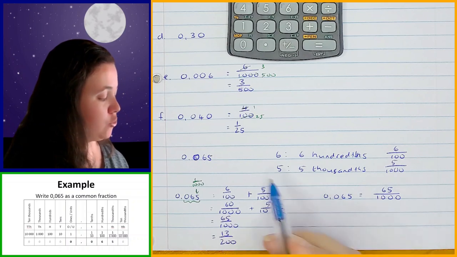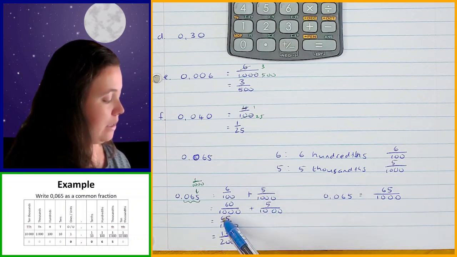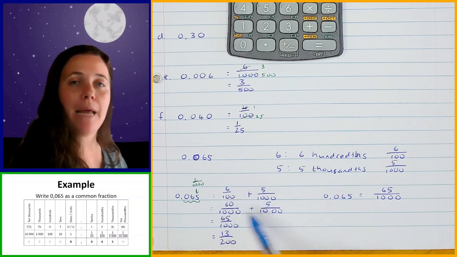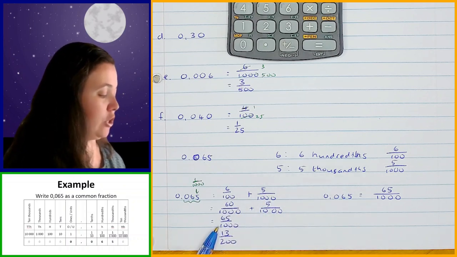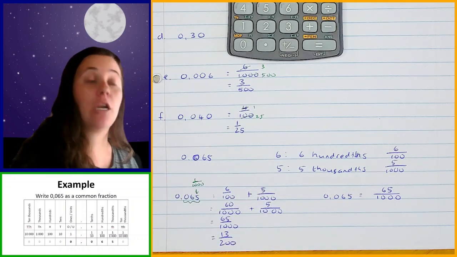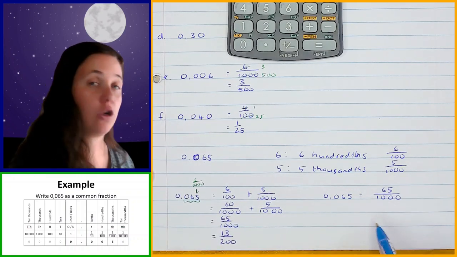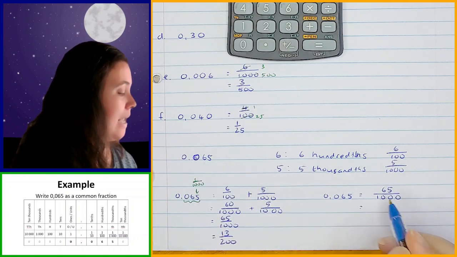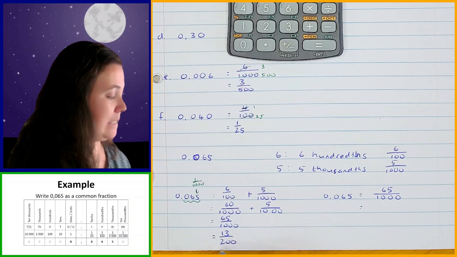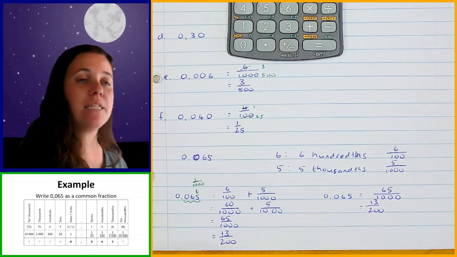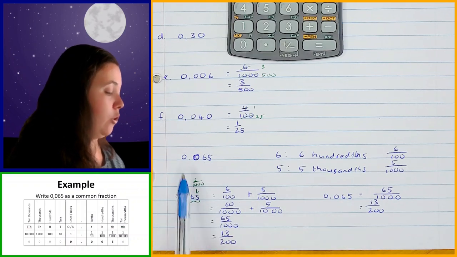So I was able to skip straight from the decimal fraction to here. I didn't have to worry about adding common fractions because I was able to jump straight there by using that last place value position to help me know that I'm working over thousands, or working with thousandths. And then I can simplify it and it'll be exactly the same as this one, giving me 13 over 200.